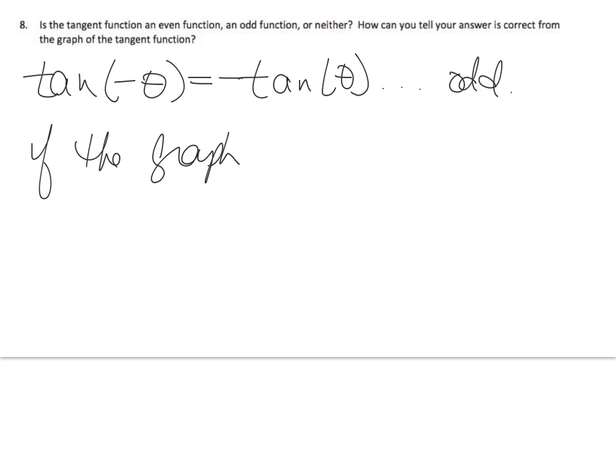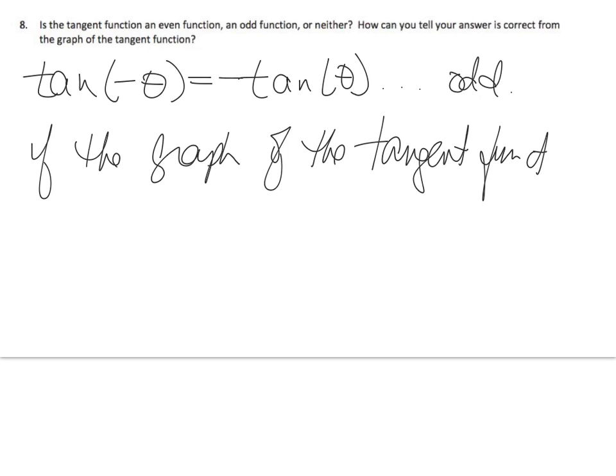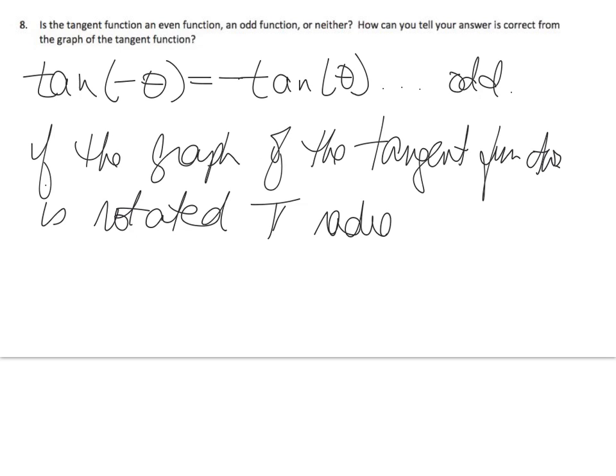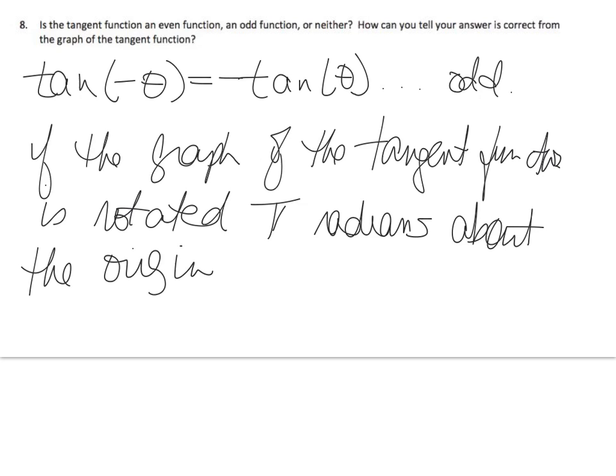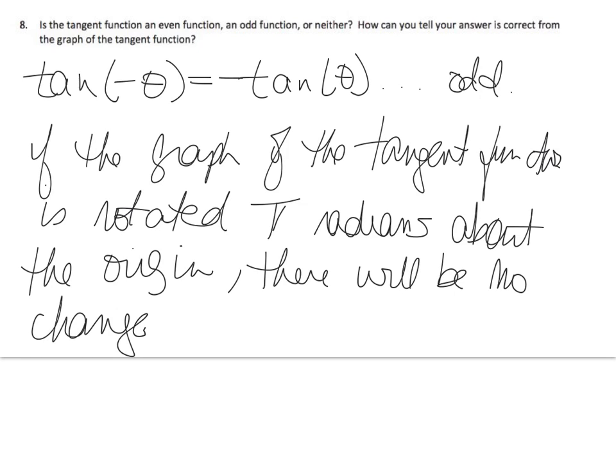If the graph of the tangent function is rotated a whole 180 degrees, or pi radians, about the origin, there will be no change in the graph, because we've said that your slope stays the same if you rotate a full pi or a full 180 degrees.